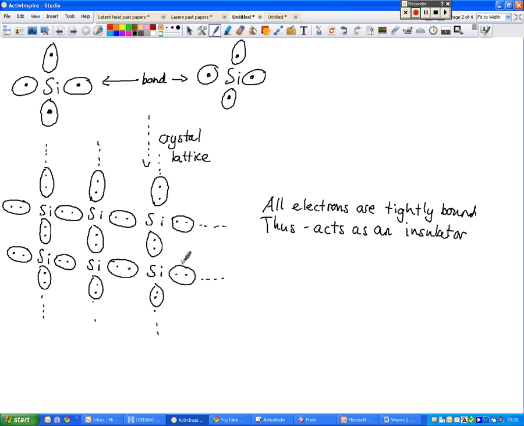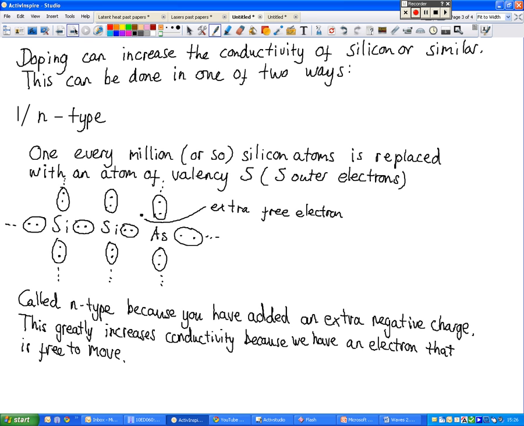But we want silicon to act as a semiconductor, so that it conducts in some way. In order to do that, we need to add something to it. We can do that in 2 different ways, and the process by which we do it is called doping, or adding an impurity. We can increase the conductivity of the silicon by either adding an extra electron or adding the absence of an electron. N-type means there's an extra negative charge.